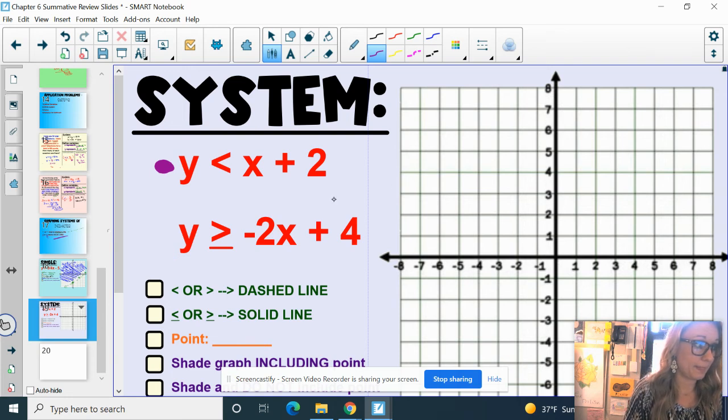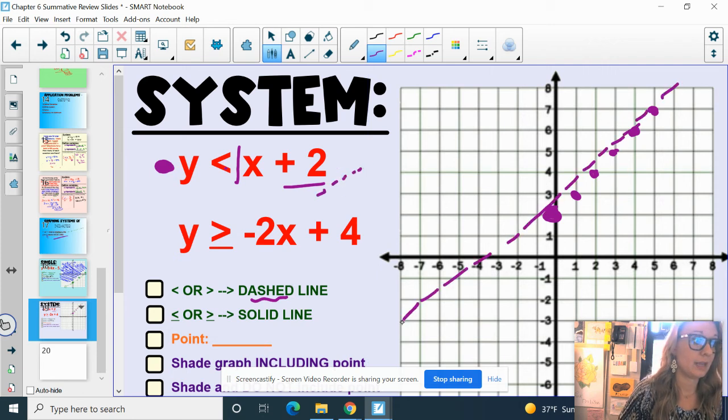I'm going to use purple. I'm starting at 2, and my slope is going to be 1. So I go up 1 over 1, up 1 over 1, up 1 over 1, up 1 over 1. And because it's just a less than sign, I'm going to be using a dashed line. So here I am.